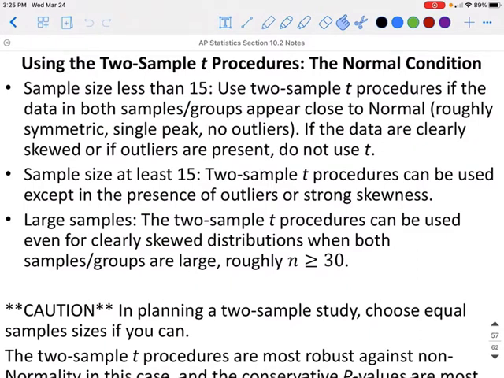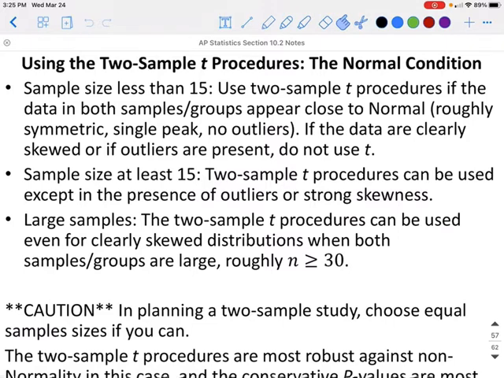So when you're using two-sample T procedures with sample sizes less than 15, use them if the data in both samples appear close to normal, which means they're roughly symmetric, single-peaked, and have no outliers. If the data are clearly skewed or if outliers are present, do not use T procedures. If the sample sizes are at least 15 but less than 30, two-sample T procedures can be used except in the presence of outliers or strong skewness.